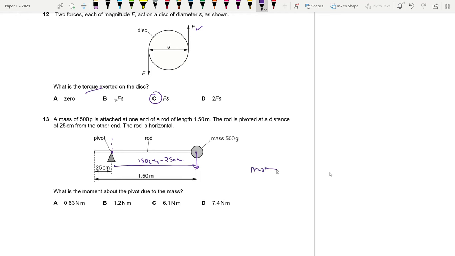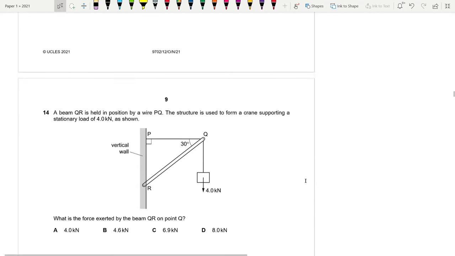So moment is equal to 1.25 meters into the weight of this object, which is 500 times 10 to the power minus 3 kg, into g, 9.81, that is mg. 1.25 into 500 times 10 to the power minus 3 into 9.81. There we go. We're getting a value of 6.13. So the best answer is C. 13 is C.